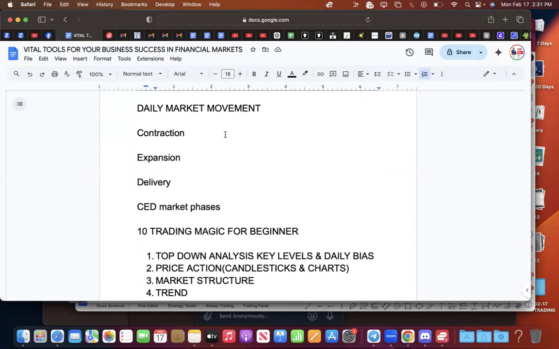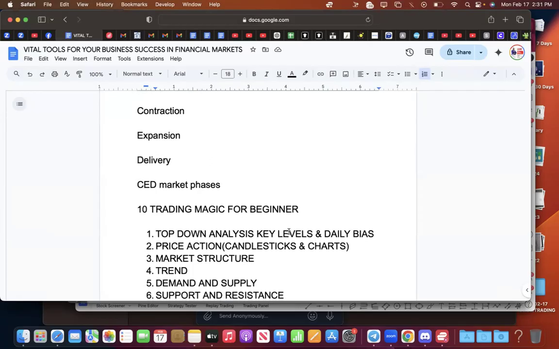Market movement is in three dimensions: contraction, expansion, and delivery. These are the three major movements. Others call it accumulation, manipulation, and distribution, but I call it contraction, expansion, and delivery.